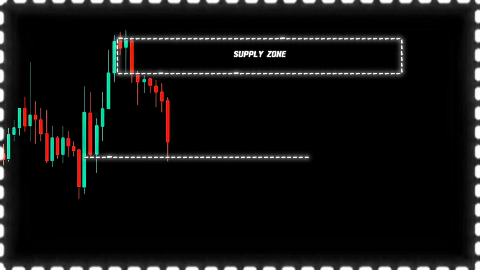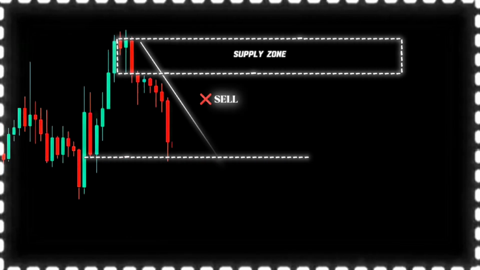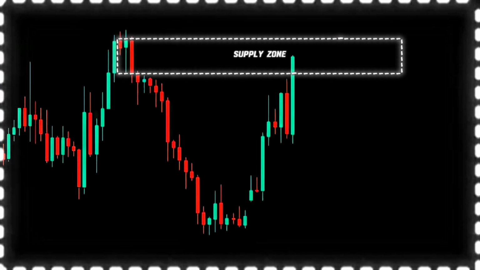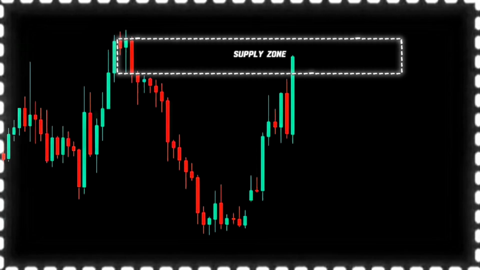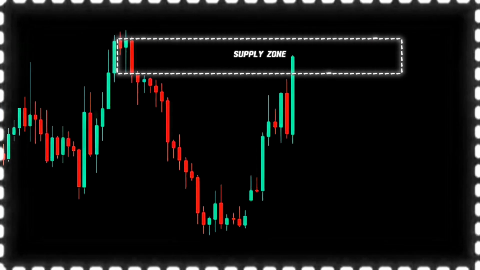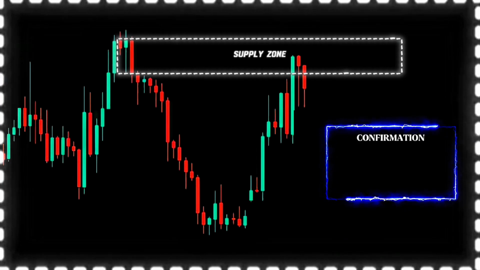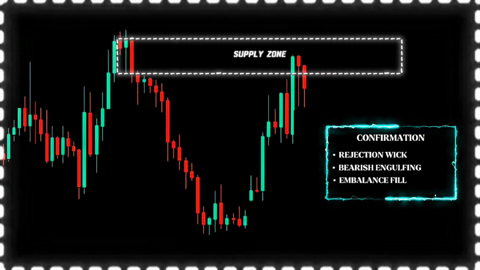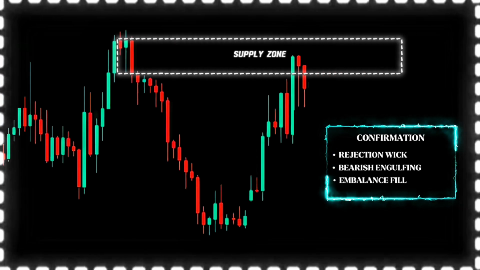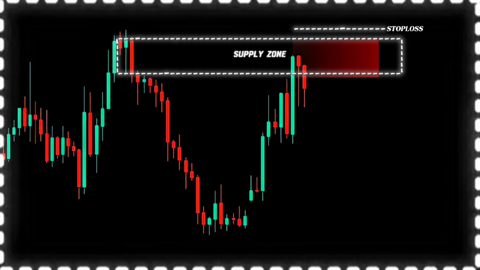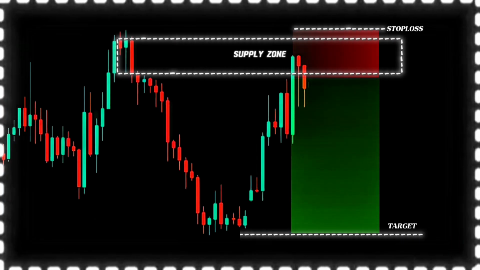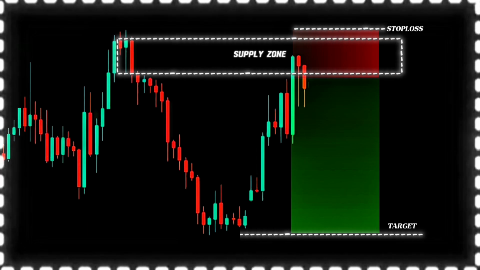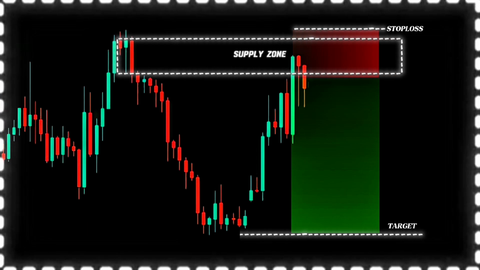Now listen carefully. This is where most traders lose money. You do not sell during the drop. You wait for price to return to the zone, because that's when the unfilled orders get triggered again. So once price revisits the zone, then we look for confirmation: rejection wick, bearish engulfing, imbalance fill, whatever your confirmation model is. Stop loss goes above the zone. Target, the previous low, the imbalance below, or a 1 to 3 to 1 to 5 risk reward depending on volatility.